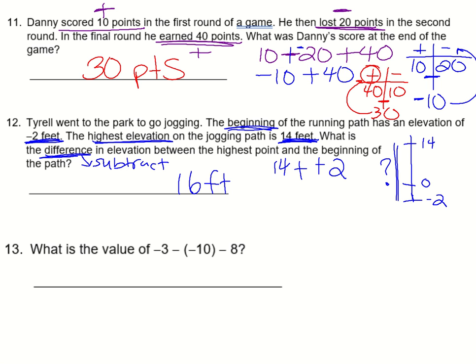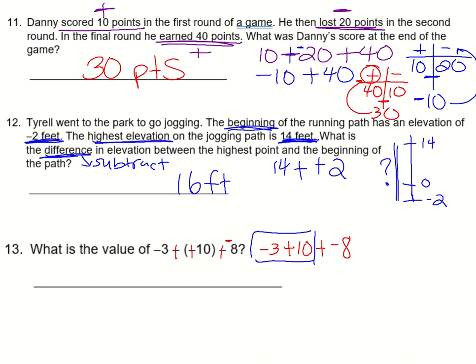13. What is the value of -3 plus -10 minus 8? So first thing I'm going to do is add the opposite, right? Keep, change, change. Now keep, change, change. So our new problem, and I'll write it right here, is -3 plus 10 plus -8. That's the new problem. I'm going to split this into 2 again like I normally do.